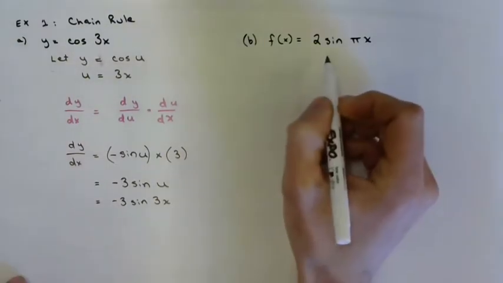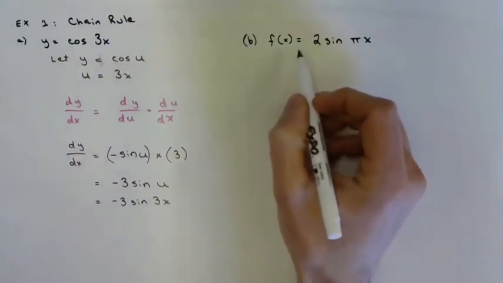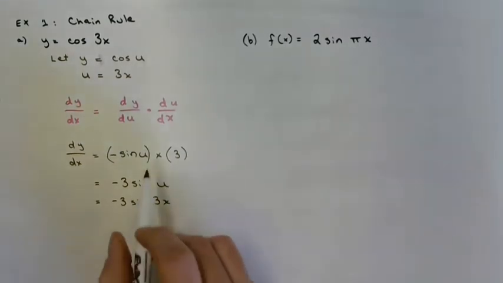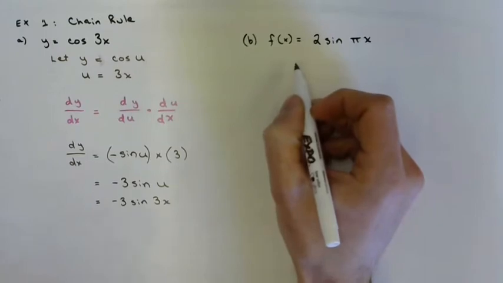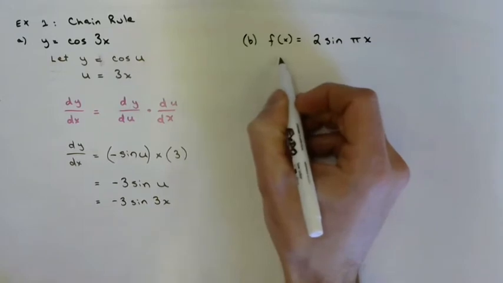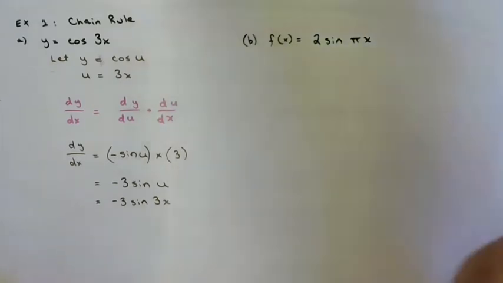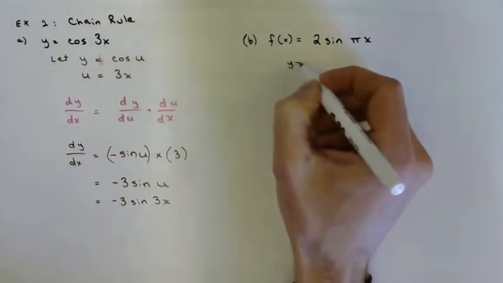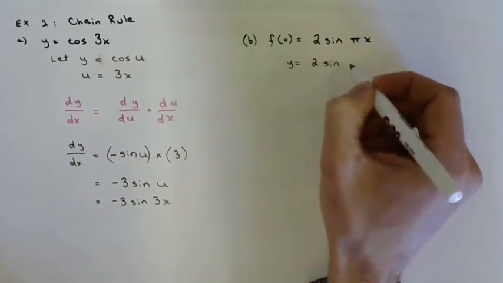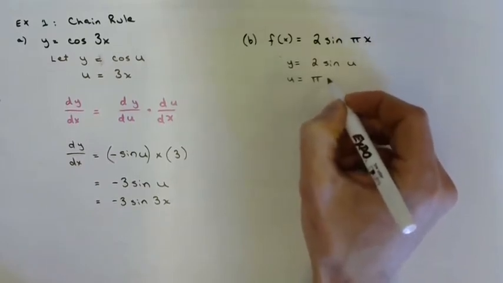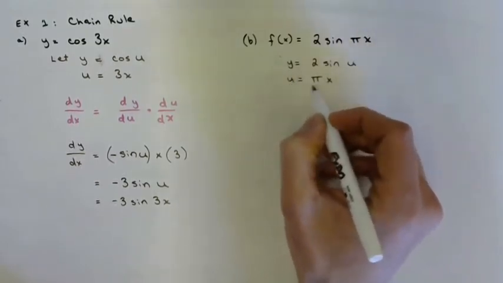So again, we have a function. It looks like we're actually just going to use what we just found out from over here, but let's try to do it all by itself. So we have f of x, and if I wanted to keep this notation, I'm going to let y be our first function with respect to u, and I'm going to let u be what we see here in place of the x. So we have y with respect to u and u with respect to x.